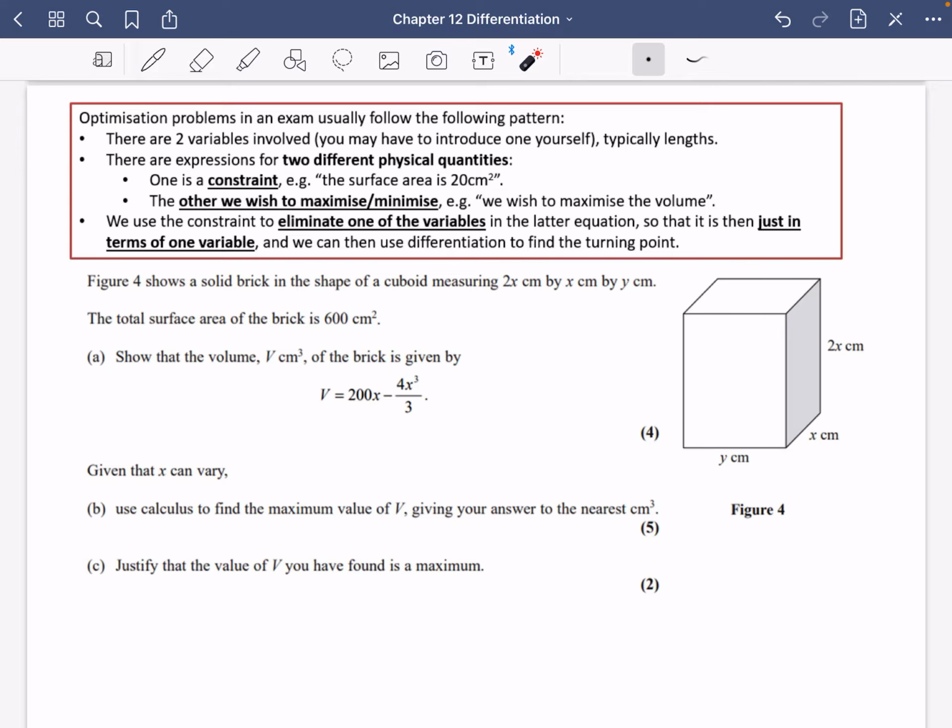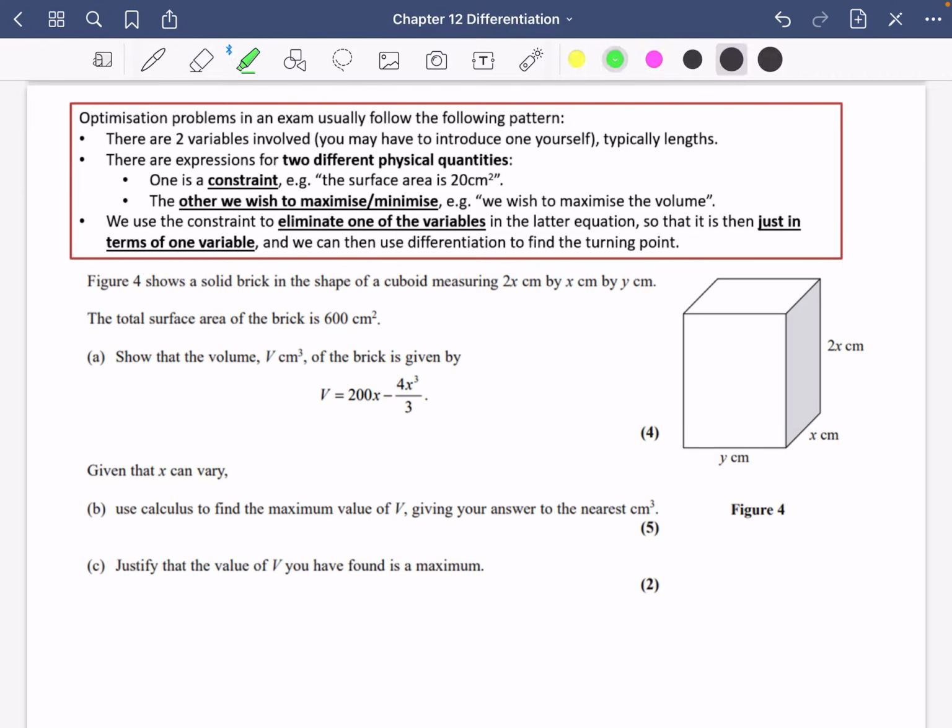So let's just read this question to get a bit more of a sense of what's going on here, and then we'll see how these bullet points that we've got come out in practice. So it says figure 4 shows a solid brick in the shape of a cuboid measuring 2x by x by y, and the total surface area of the brick is 600 centimeters squared. And we're going to try and show that the volume of the brick is given by this. Well, there's no point in just going in and saying straight away that the volume is actually these three things multiplied, because we don't know what y is. So we'll come back to that in just a second.